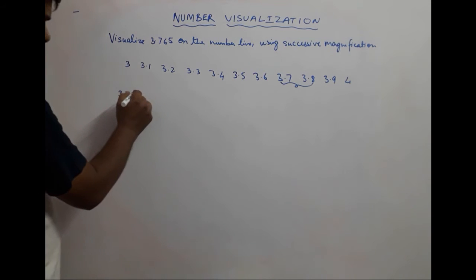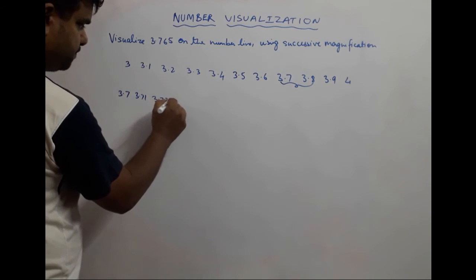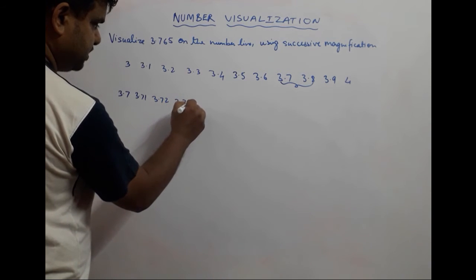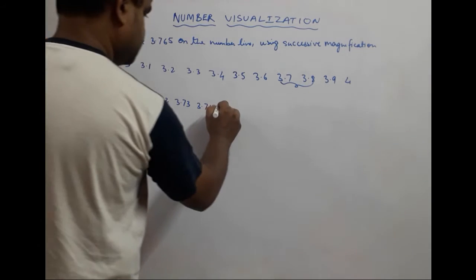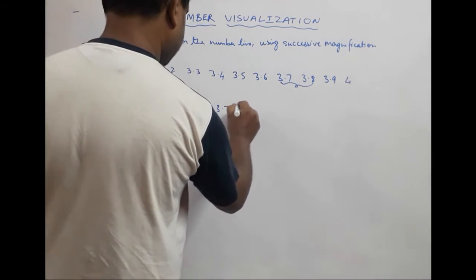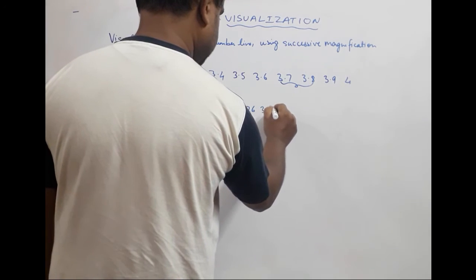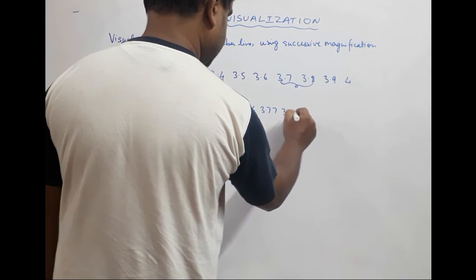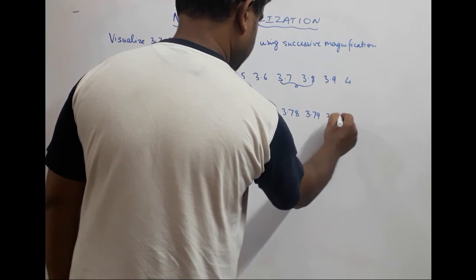So same thing once again, 3.71, 3.72, 3.73, 3.74, 3.75, 3.76, 3.77, 3.78, 3.79 and 3.8.